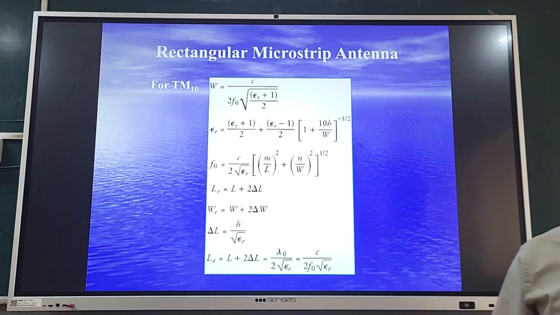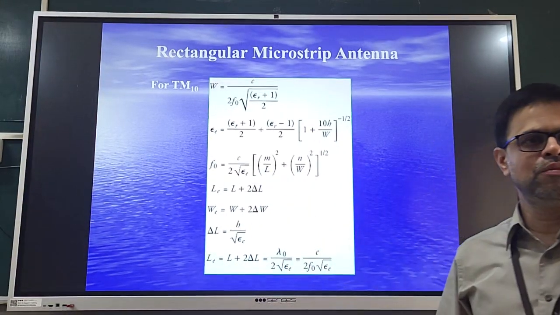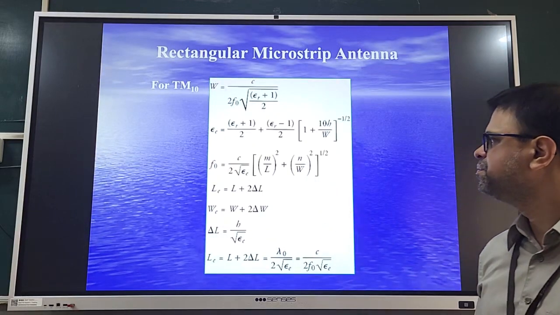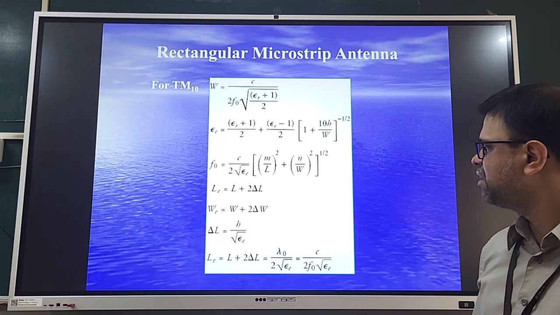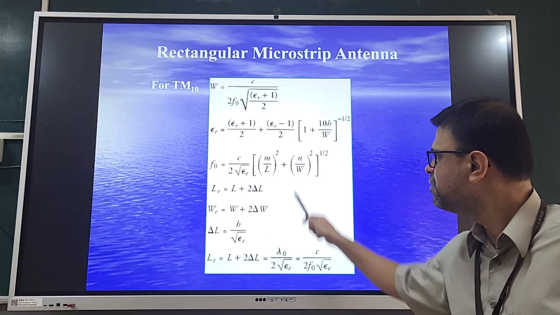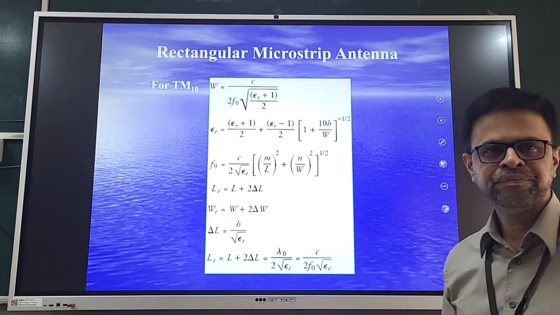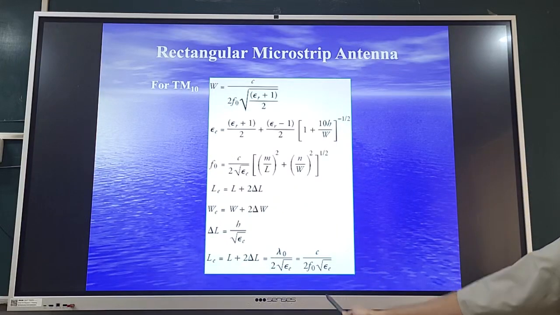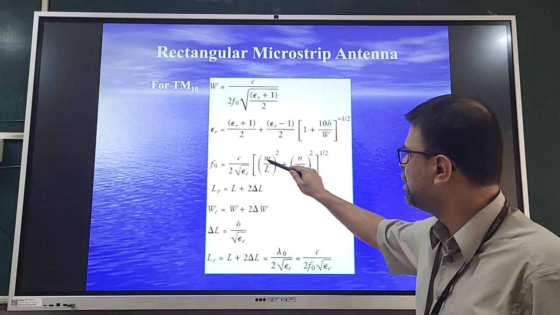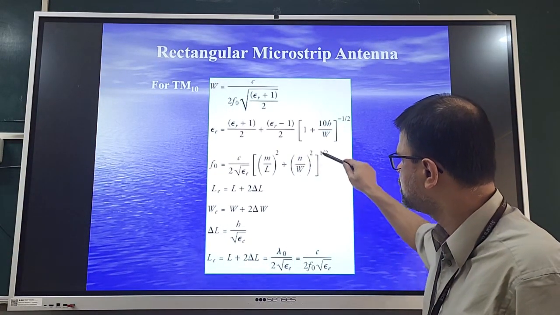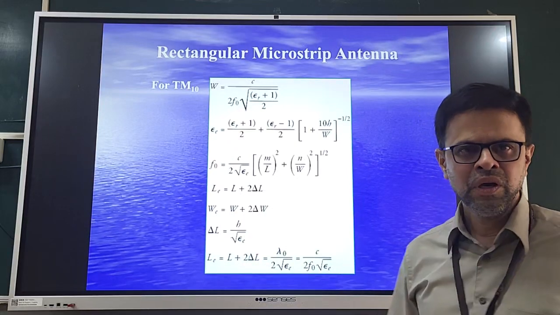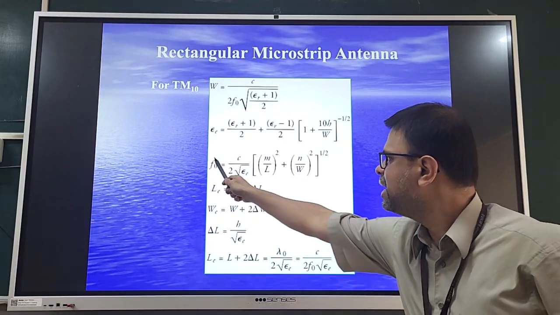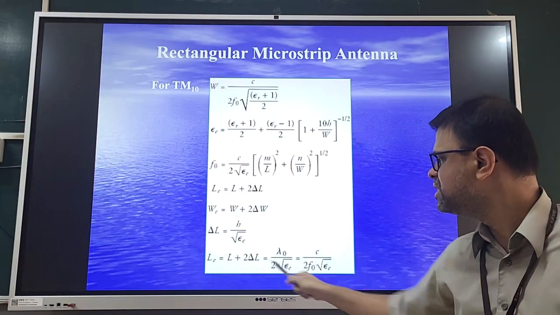Now, what will be the next step? For the 1-0 mode, you have to substitute 1 here and 0 here. So you will simplify this equation. Ultimately, this equation will give LE equal to this expression. Why is this equation obtained? I have put 1 over here, 0 over here, so this part has gone. What I want to evaluate is LE, so I have taken LE on the other side. It gives me this equation.